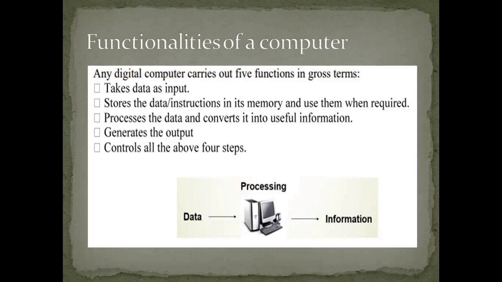The control unit monitors and controls the remaining 4 units, that means input, output, storage, and process. See the diagram. We give data to the computer, the computer performs operations, and then finally produces the output through the monitor.